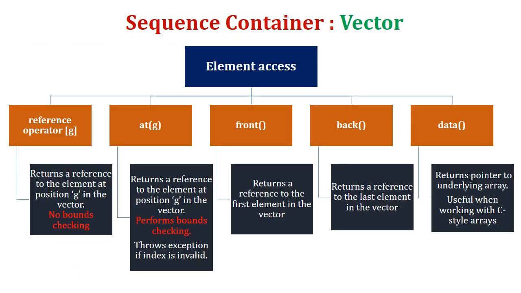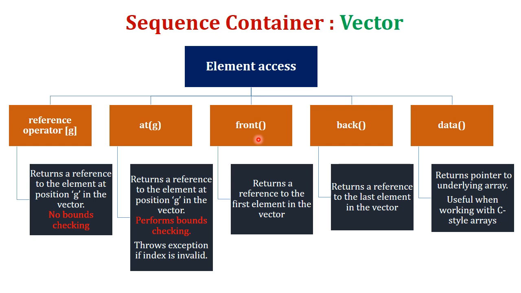And next one is element access. Element access has some inbuilt functions. For example, the reference operator. It will return the reference to the element at position g in the vector, but here there is no bound checking. So next one is at(g). It will show the same result, but the difference is that it will perform bound checking.